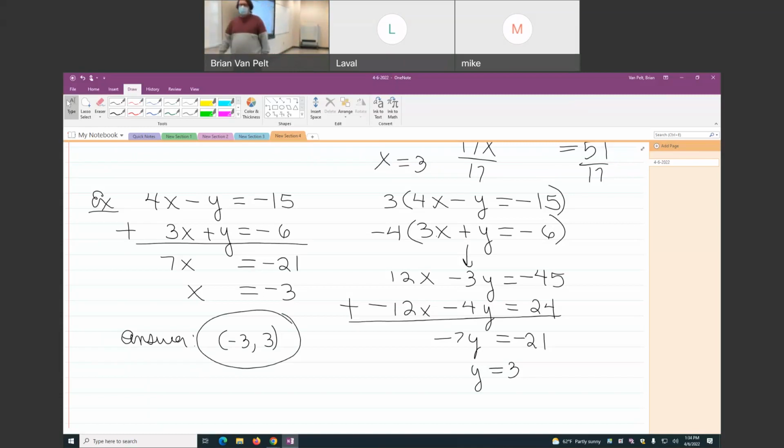It's elimination, right? That's the whole section, is elimination. Yeah, that's why we're on a new section.